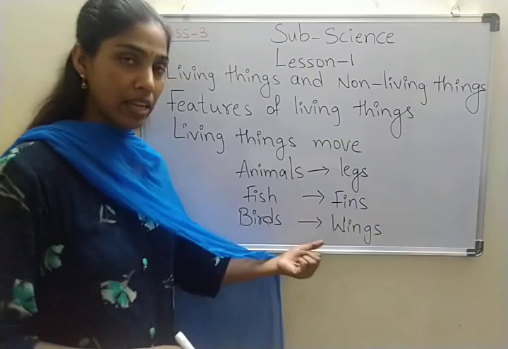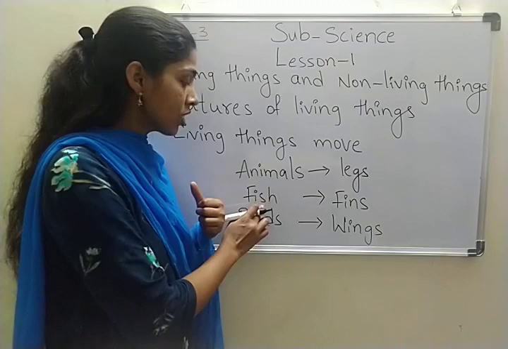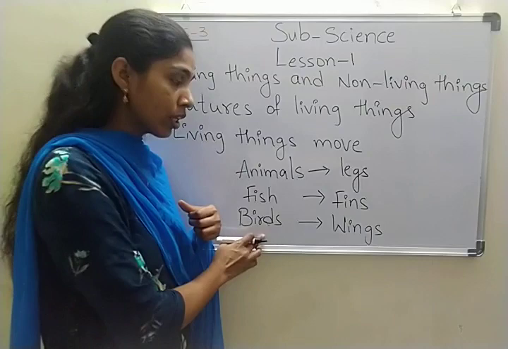Understood, children? How animals can move from one place to another place? With their legs. Fish can move with the help of fins. And coming to birds. Birds move with the help of wings. Have you understood, children?